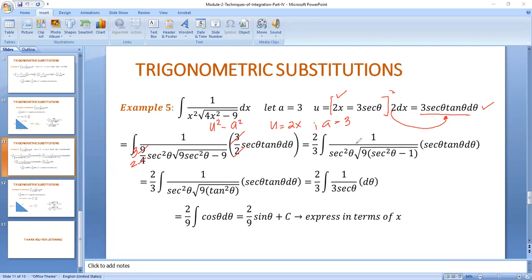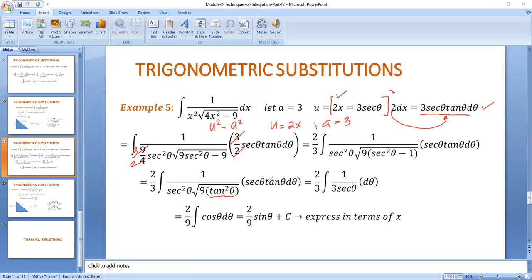We copy the secant squared theta and the 9 here is factored out. Actually, this will give you a 3. That one. Okay. Secant squared theta minus 1 is tangent squared theta. This one is a perfect root already. This would be then 3 tangent theta.